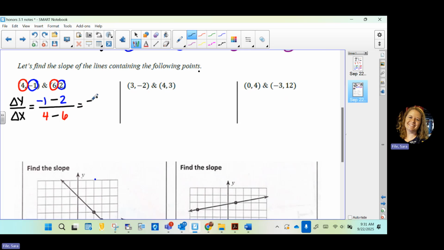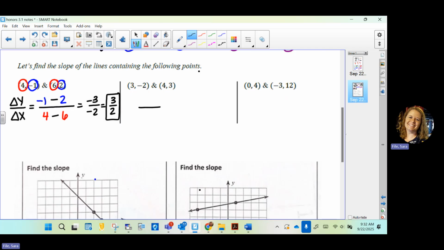So I end up with -3 over -2, so this comes out to positive 3/2. If you had switched it, 2 minus -1 would have been positive 3, and 6 minus 4 would have been positive 2. So 3 divided by 2, same thing, right? So it doesn't matter as long as you're consistent in the order that you put those.